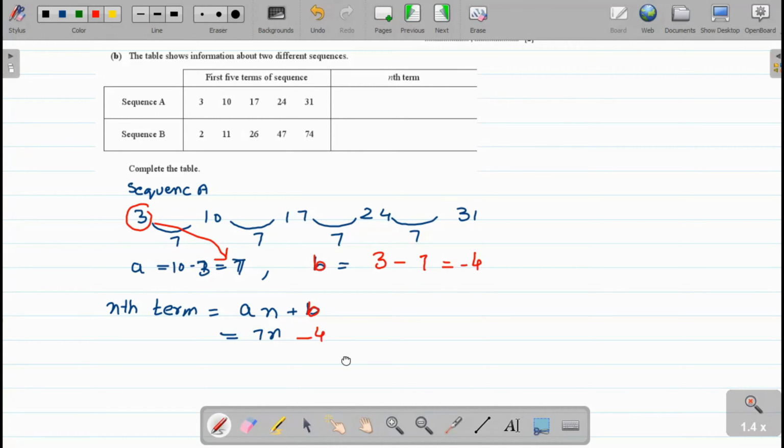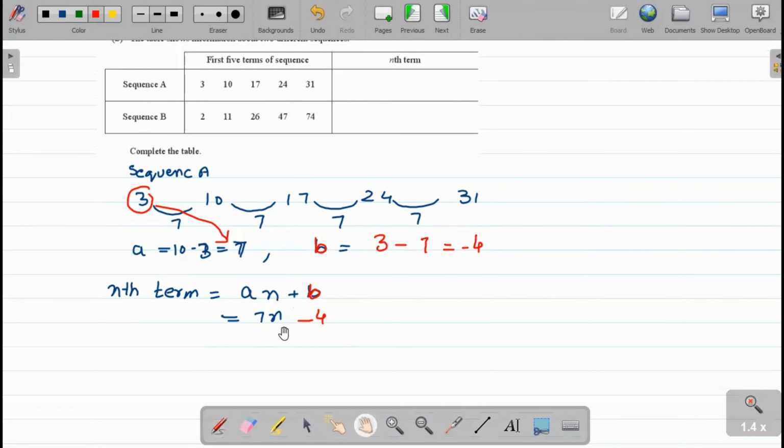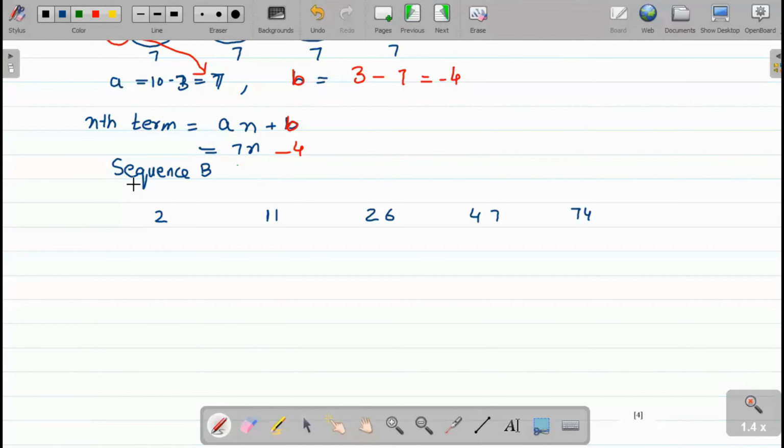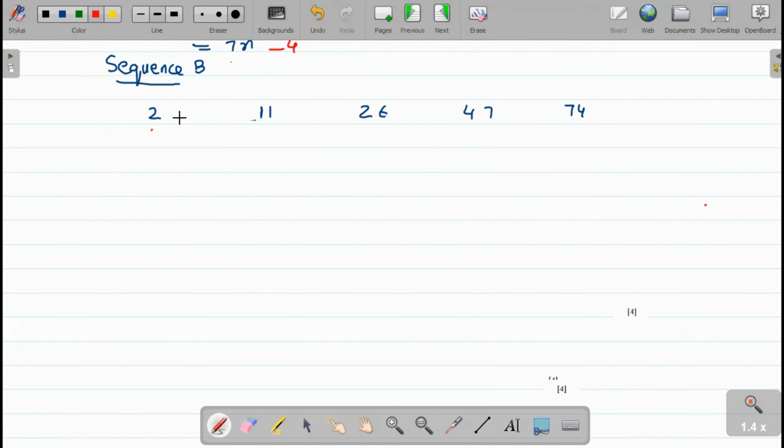Now this is the nth term of sequence A. In sequence B, the sequence is 2, 11, 26, 47, 74. Firstly, we take the differences: 11 minus 2 is 9, 26 minus 11 is 15, 47 minus 26 is 21, and 74 minus 47 is 27. You see here the differences are not the same, therefore this is not a linear sequence.